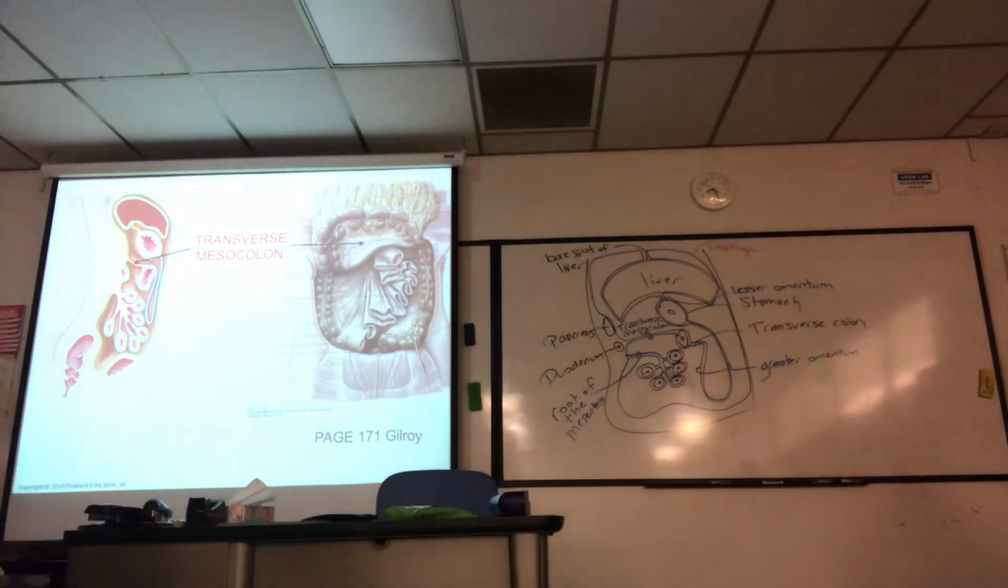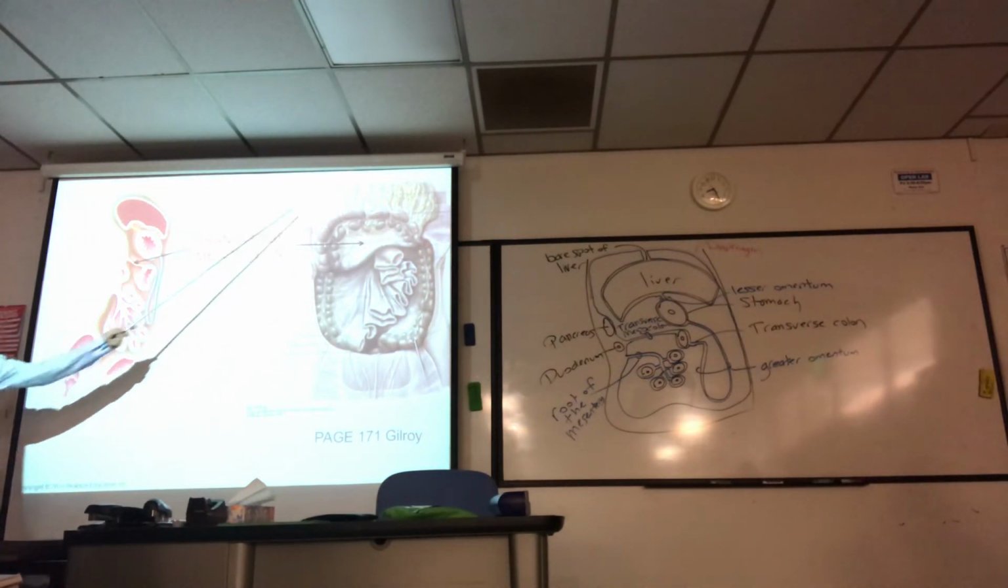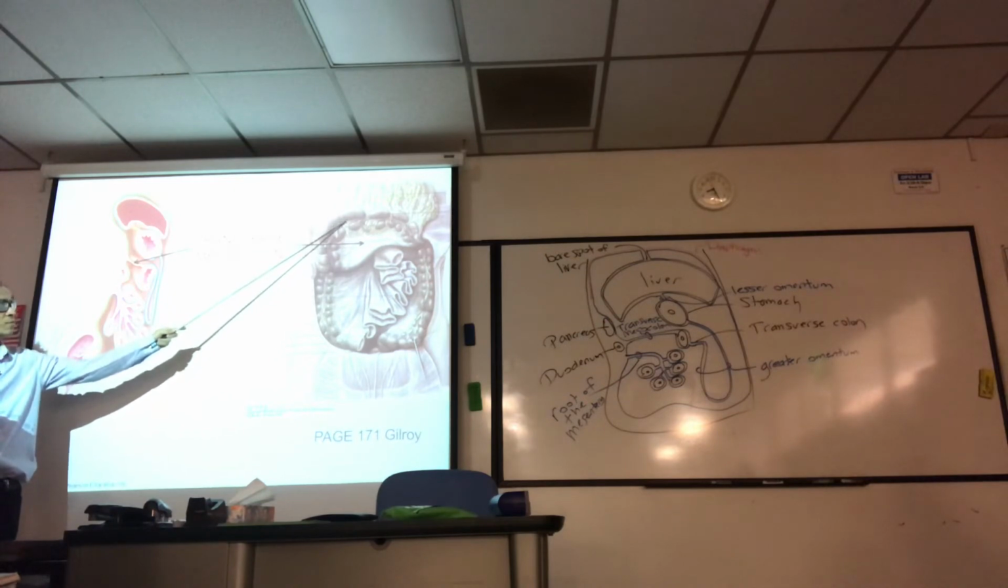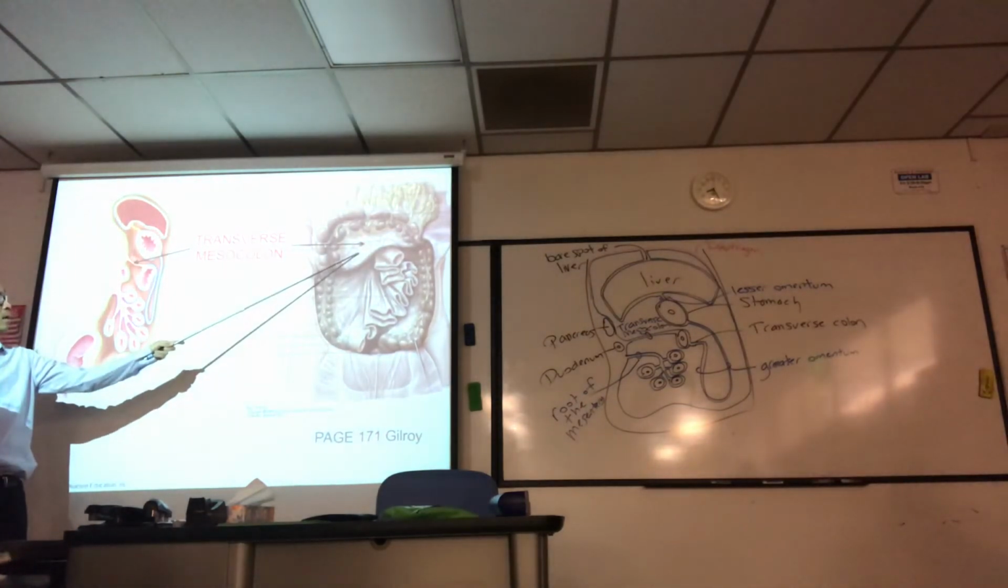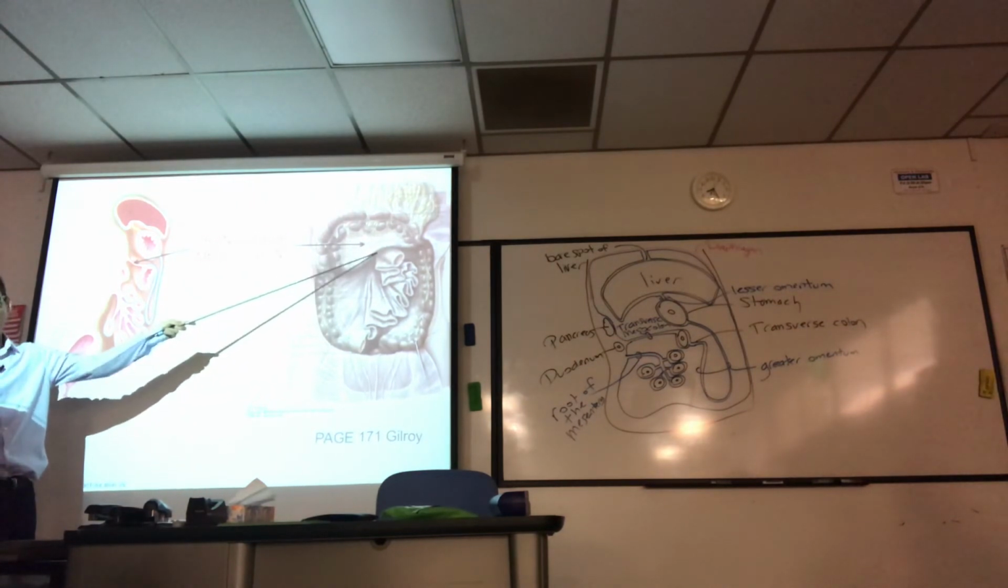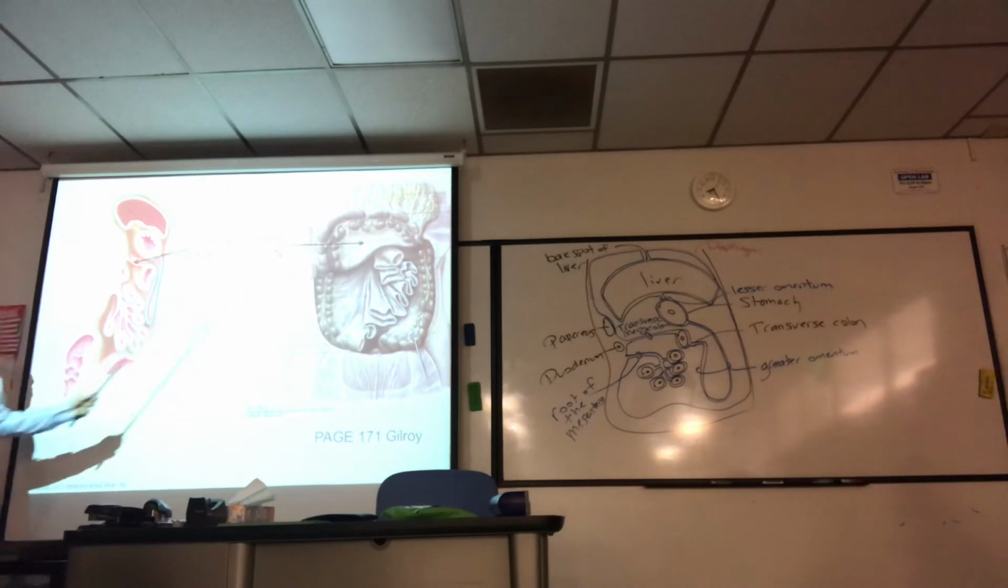So if you lift up the fat apron, as I call it, the greater omentum, you can see how it attaches to the transverse mesocolon underneath it. And then by doing that, you can see how the transverse mesocolon proceeds to attach to the back body wall. There, and then here. Okay.